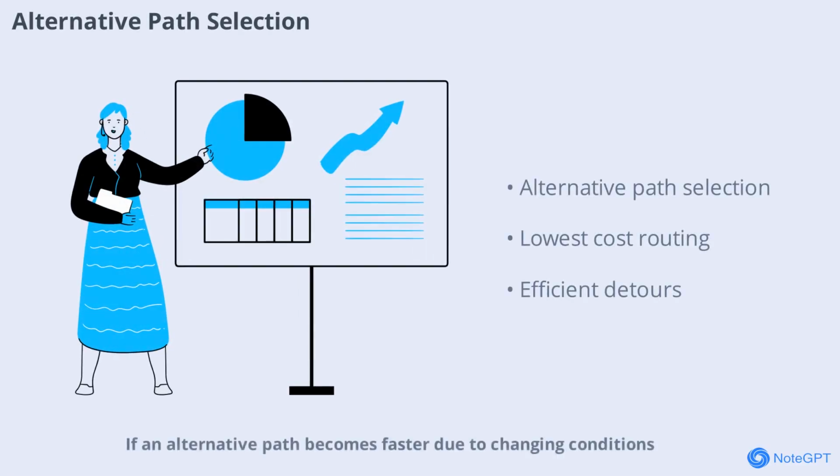If an alternative path becomes faster due to changing conditions, Google Maps switches routes automatically. The app compares the weights of all possible paths, selecting the one with the lowest cumulative cost. This dynamic selection keeps users moving efficiently, even when unexpected delays occur.